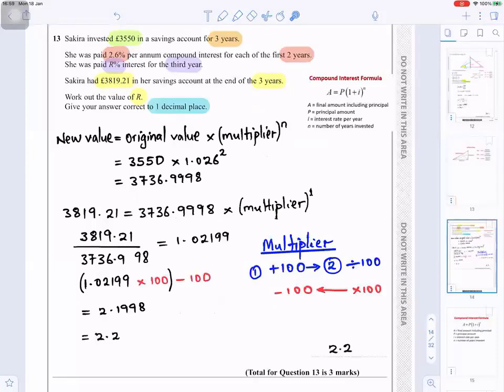Question number 13. Sakira invested £3,550 in a savings account for 3 years. She was paid 2.6% per annum compound interest for each of the first 2 years. She was paid R% interest for the third year. Sakira had £3,819.21 in her savings account at the end of the 3 years. Work out the value of R. Give your answer correct to one decimal place.